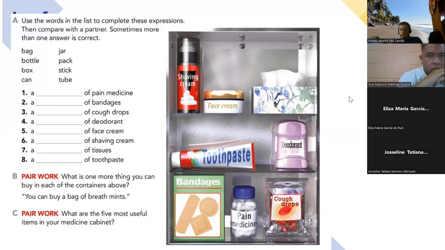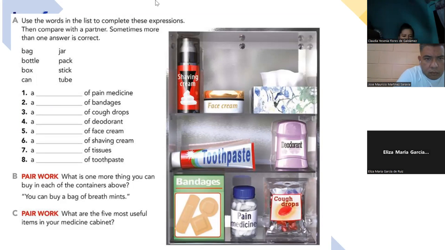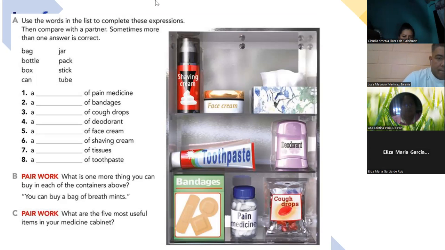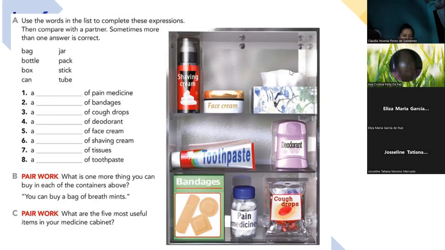As you may see in the picture, please, Freddy, tell me what is the vocabulary that you see in the picture, please? Thank you. Bag, bottle, box, can. No, I mean here in the picture. Shaving cream, face cream, deodorant. The deodorant, very good. Toothpaste, bandage, pain medicine, and cough drops. Thank you so much, Freddy.